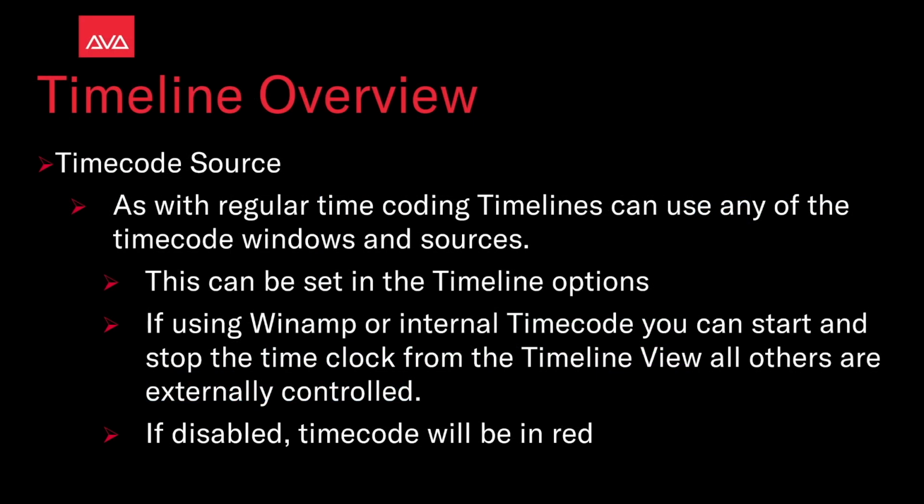Timecode source: as with regular timecoding, timelines can use any of the timecode windows and sources. This can be set in the timeline options. If using WinApp or internal timecode, you can start and stop the timecode clock from the timeline view. All others are controlled externally. If disabled, the timecode will be shown in red.